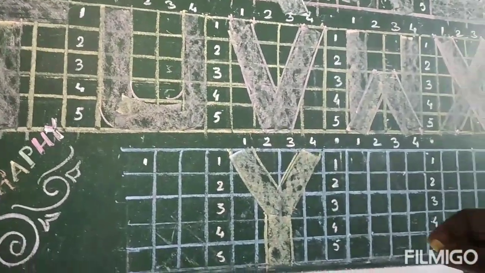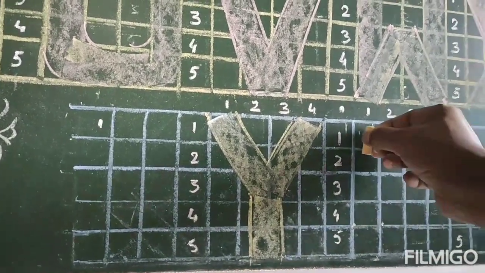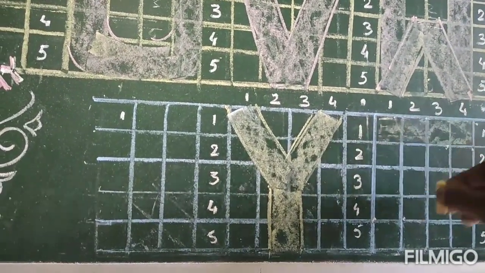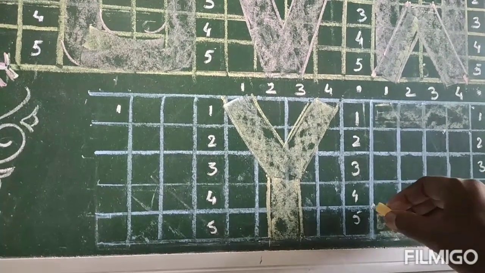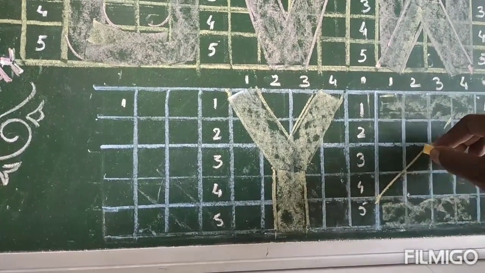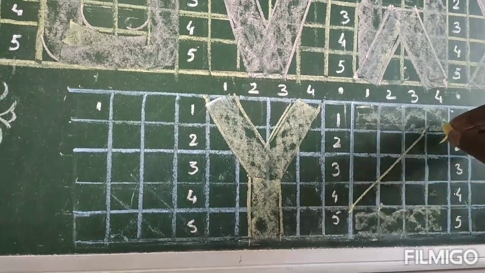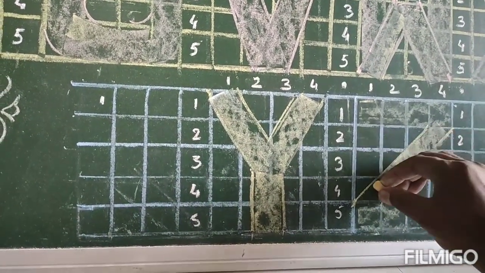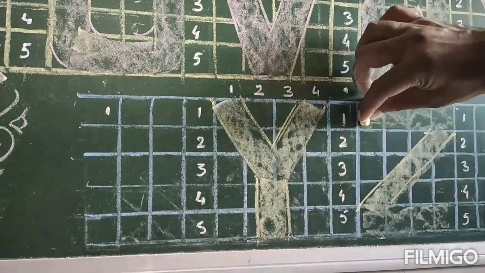Now Z. To write Z, we'll take the upper 4 boxes as well as the lower 4 boxes, and we have written X. Do you remember? Like that, we'll meet this point to this point, and this end point to this inner point, right? It will be Z.